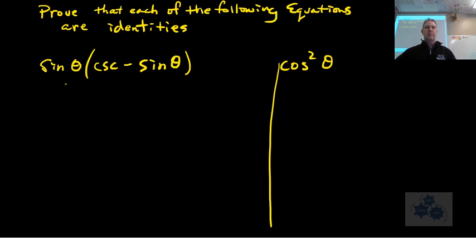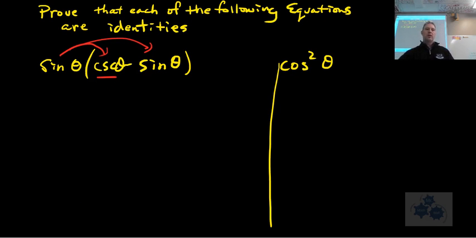Now, what's obvious to me is a couple of things. We have a multiplication here. You see that? We have a multiplication. So that's a good idea to expand, or to perform the indicated operations when you can. The other thing that jumps out to me is that I'm missing a theta. But we have a reciprocal identity here, don't we?